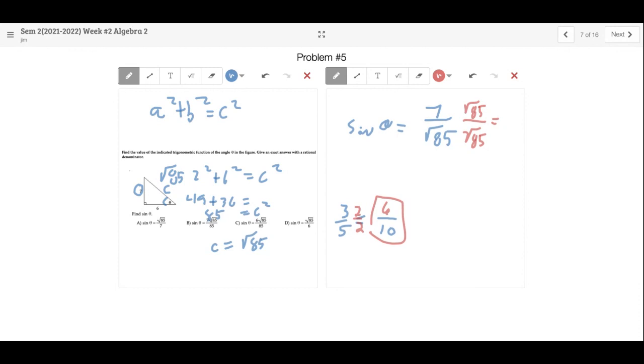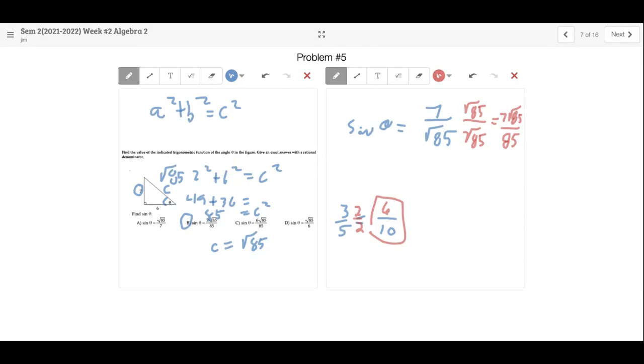Now, why did I multiply by the square root of 85? If you multiply across the bottom now, what is the square root of 85 times the square root of 85? It's 85. Do you have a radical in the denominator anymore? No. What do I have on top? Well, I have 7 square root of 85. It didn't tell me I couldn't have a radical in the top. It just said I couldn't have a radical in the denominator, so I got rid of it. So my answer is 7 square root of 85 over 85. Letter B.